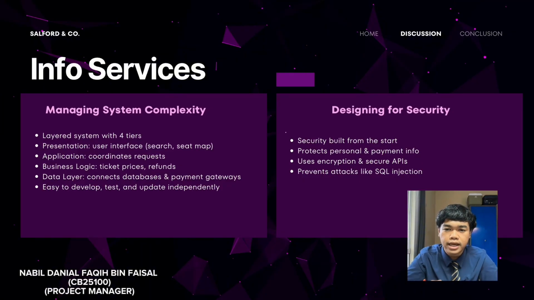The top layer handles what users see, like search filters and seat selection. The next layer connects the user to the back end. The business logic layer keeps the rules like ticket pricing and refunds separate. The data layer talks to the database and payment gateways. This way, each part can be developed, tested, and updated independently, making the system easier to maintain.